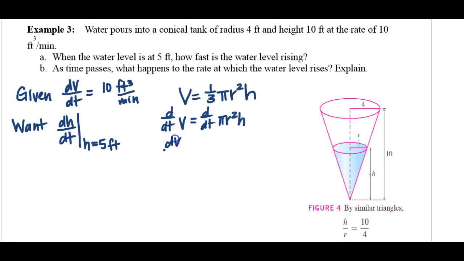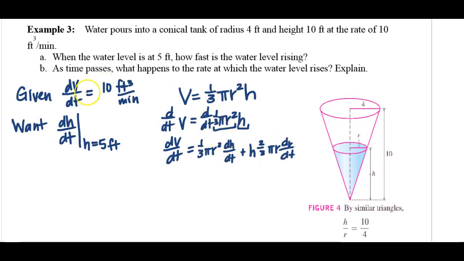Now the left side is fine, you'd get dV/dt, but the right side, whoops, I lost the 1/3. I could consider 1/3 pi r squared one function and h another function, and I'd have to use the product rule. So I'd have to say 1/3 pi r squared, the first function, times the derivative of h, which is dh/dt, plus the second function h times the derivative of the first, the derivative of 1/3 pi r squared, which would be 2/3 pi r dr/dt.